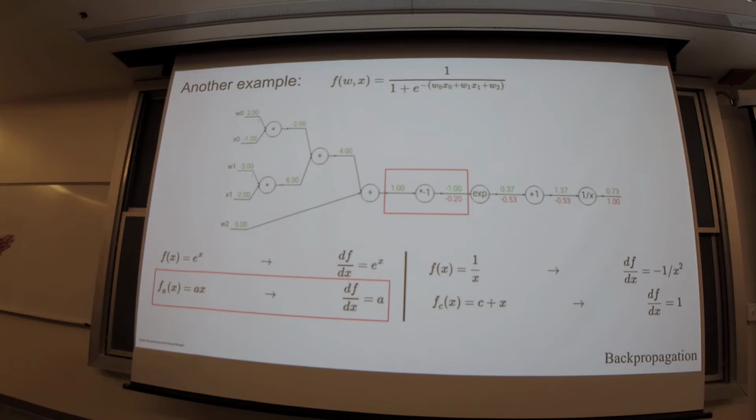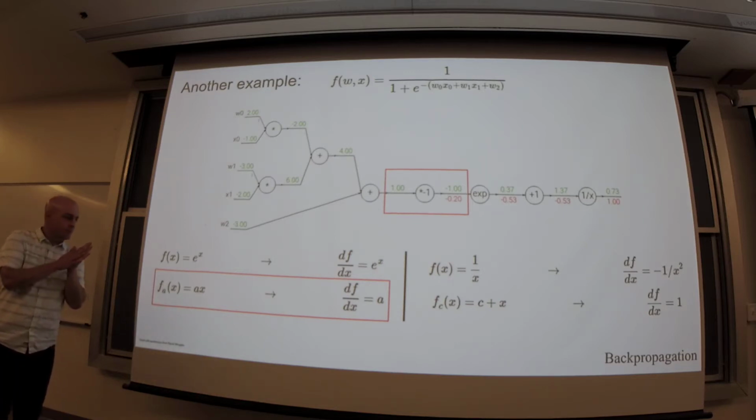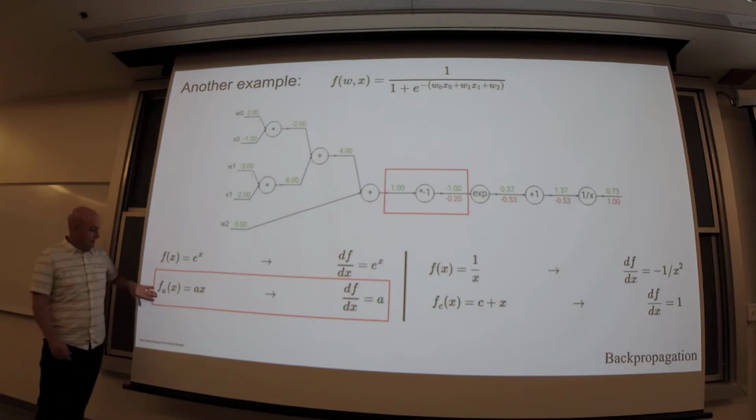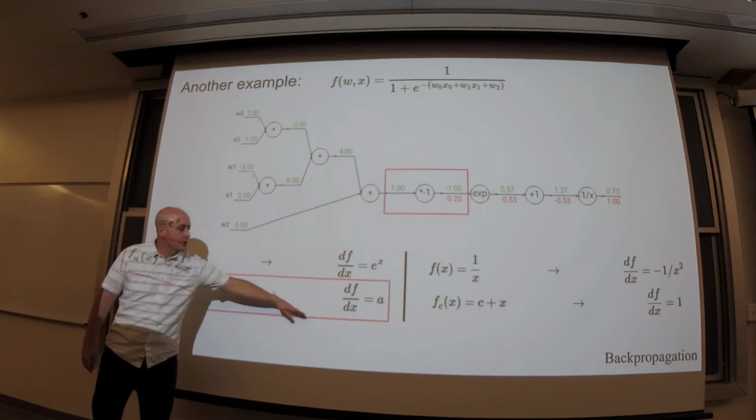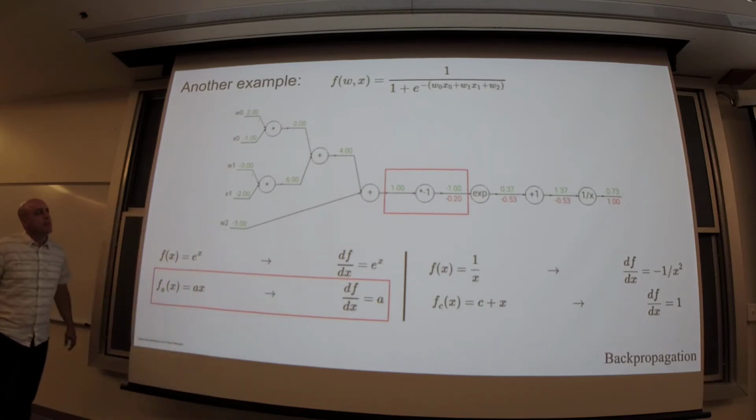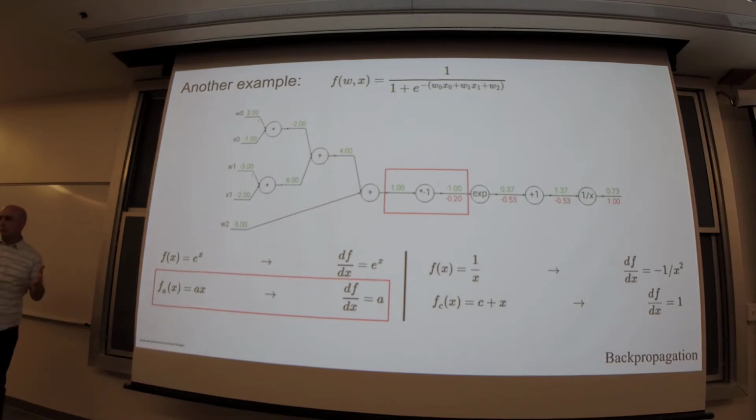So what's our local gradient going to be? Minus 1, exactly. Right, it's this rule right here. So our constant here is just minus 1. So that's the local gradient. And then our upstream gradient is minus 0.2. So what do we need to get out?